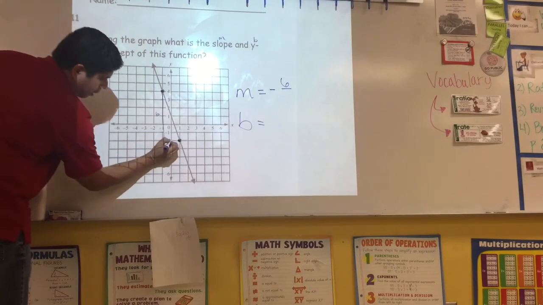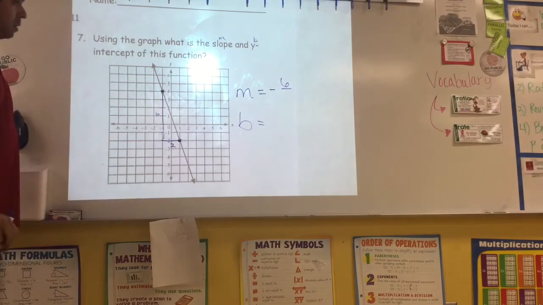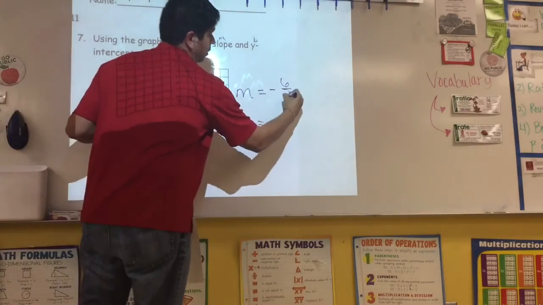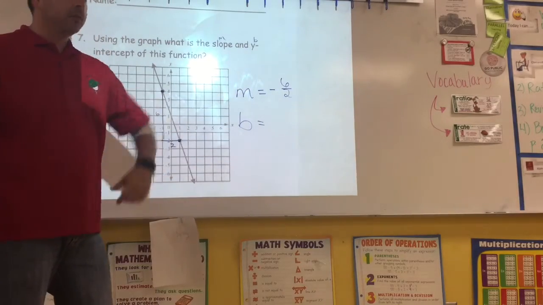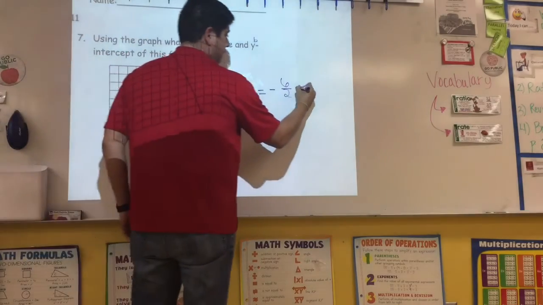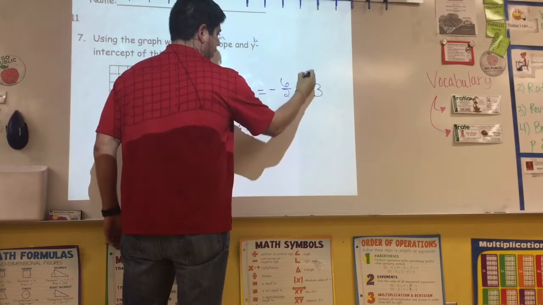And then it goes over 1, 2. It goes over 2. So 2 is going to be my denominator. So negative 6 over 2. I simplify that. 6 divided by 2 is 3. So negative 3 is my slope.